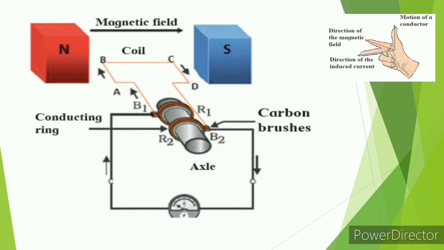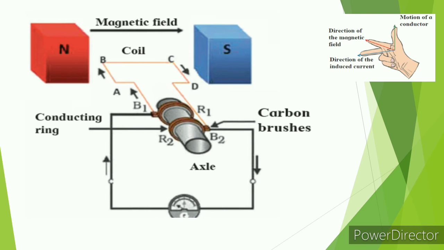If we want to increase the magnitude of current, then we should increase the number of turns of the coil. Means when we increase the number of turns of the coil, then we can increase the magnitude of the current.